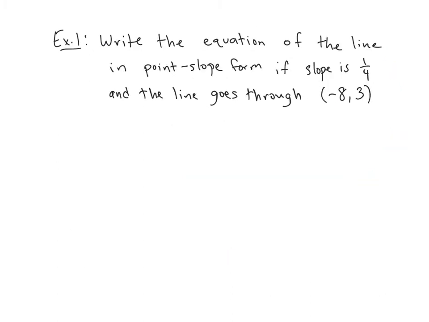All right, here's a first example for today. This problem wants us to write the equation of a line. So whenever you're writing the equation of a line, you should be thinking it's either going to be y equals mx plus b or the new point slope form that we have today. If the slope is 1/4 and the line goes through the point -8, 3. Since it says point slope form right here, I automatically know that I'm going to be using y minus y1 equals m times x minus x1.